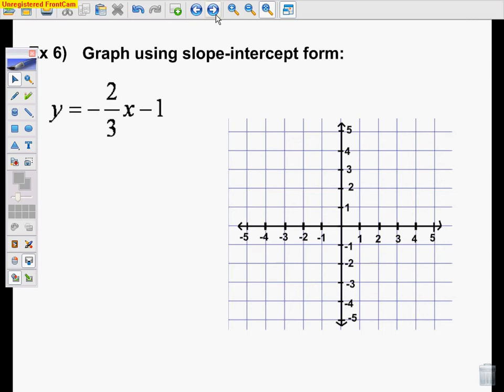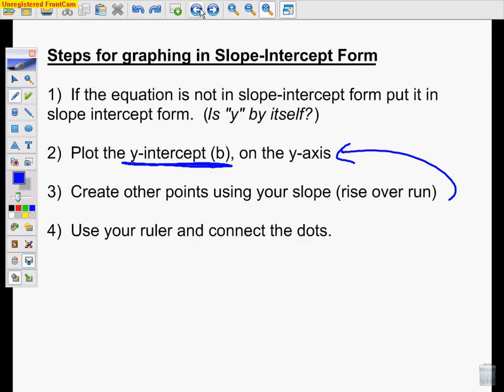So, going through our steps, graph using slope-intercept form, y equals negative 2/3 x minus 1. We'll do this one together. So, the first question is y by itself? Is it? Yes, y is alone on this side. We don't have anything else on that side but y. So y is isolated.